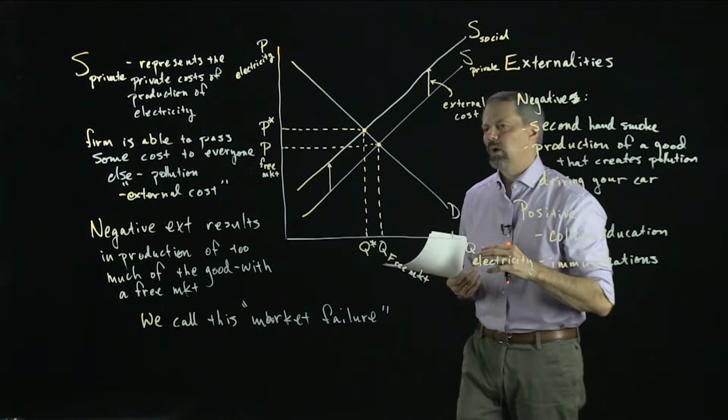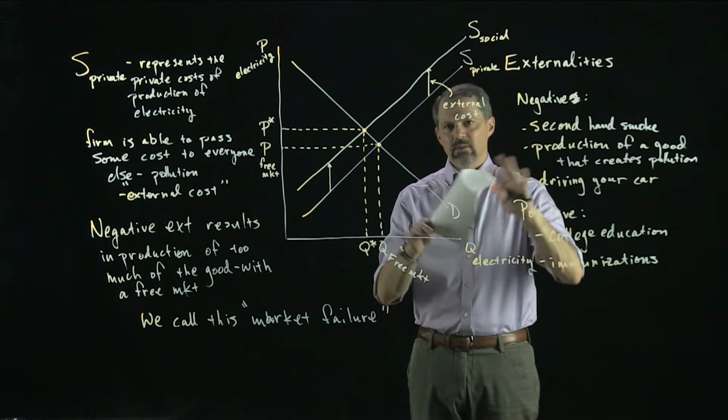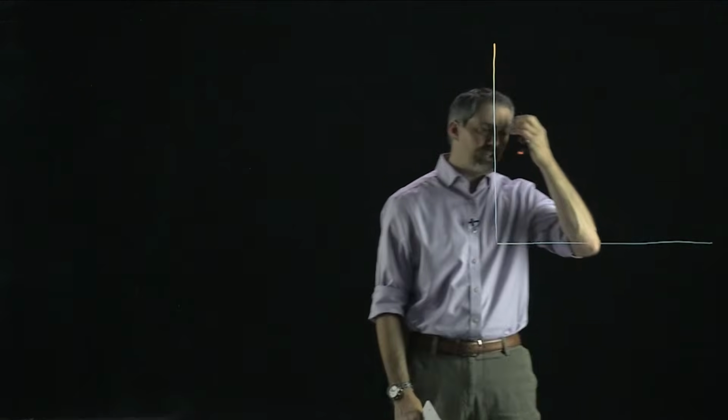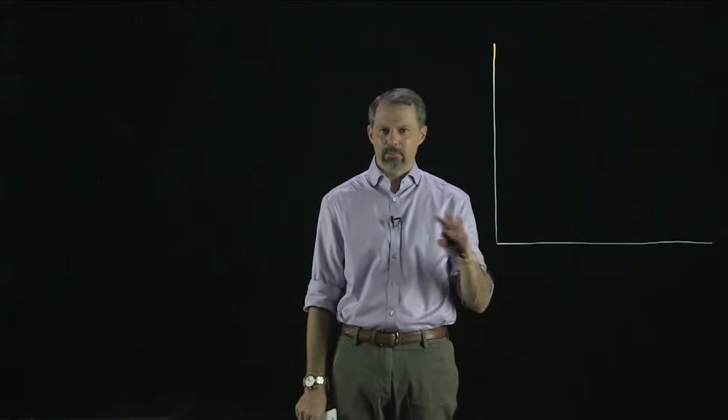Now let's think about what happens if there's a positive externality. So let me clear this off and then we'll take a look at that. Let's take a look now at what the picture is going to look like if we have a positive externality. Now remember, a positive externality is when there's some benefit that's being passed on to somebody that's not engaged in the behavior themselves. So for this one, let's do college education.